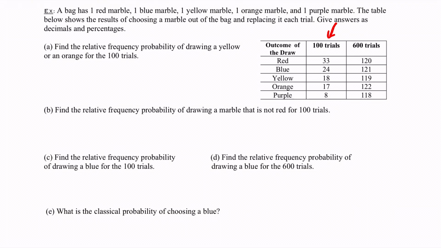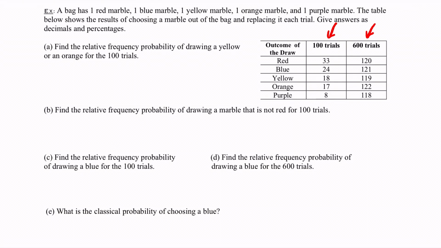We see that we've collected the number of times that we've pulled a red marble, a blue marble, a yellow marble, orange, or a purple marble. And then here we've also performed the experiment 600 times and collected the corresponding values for each marble.